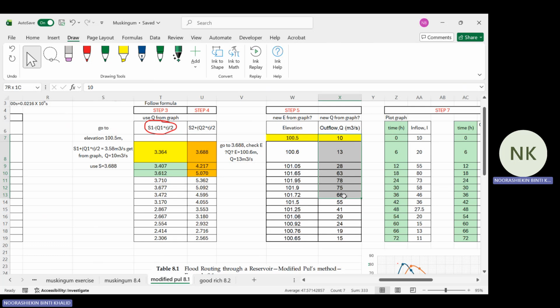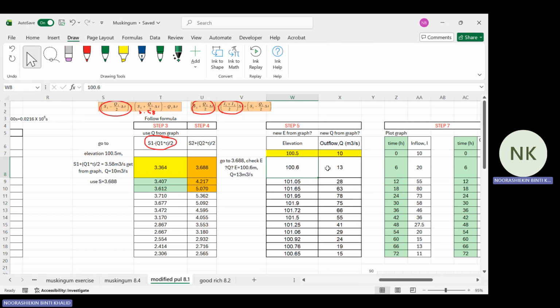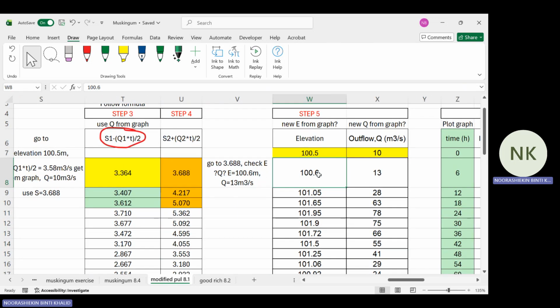So I got this value from the graph for this value, right? 100.6, got 13. Okay, so go to step 6, how to get 100.6. So go to 3.68, then you get E 100.6, then you find out from the graph. The process is repeated. Okay, and then go to 4.2.7, you get this value, then you get Q to 28.